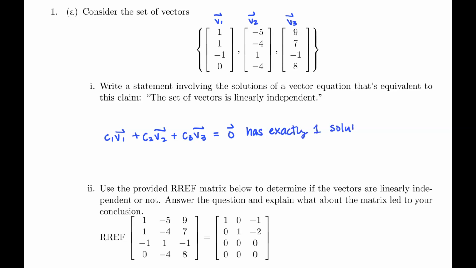And that solution, if you want to be cute about this, is the solution where all of my scalar multiples must have been 0. So that is how we're supposed to write out this statement about the solution to a vector equation if we want to show vectors are linearly independent. There are maybe other ways around this, depending on the situation. In this case, since we have 3 vectors in R4, this was the only correct way to write this statement.